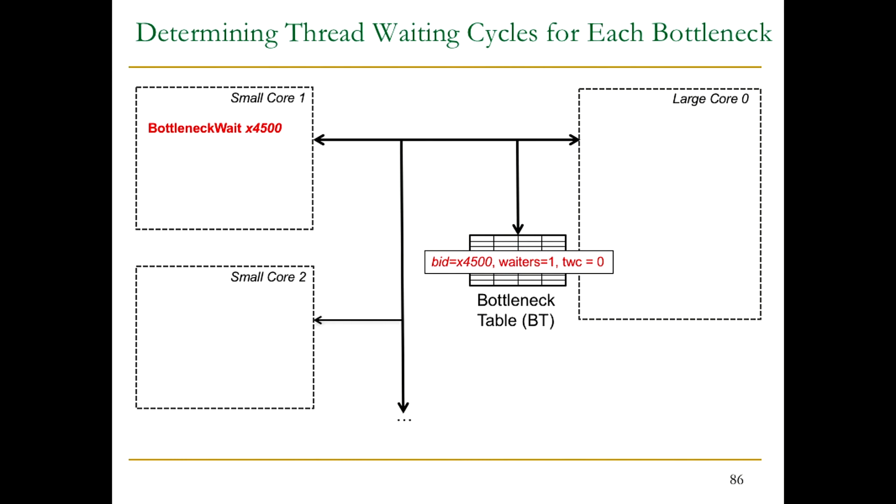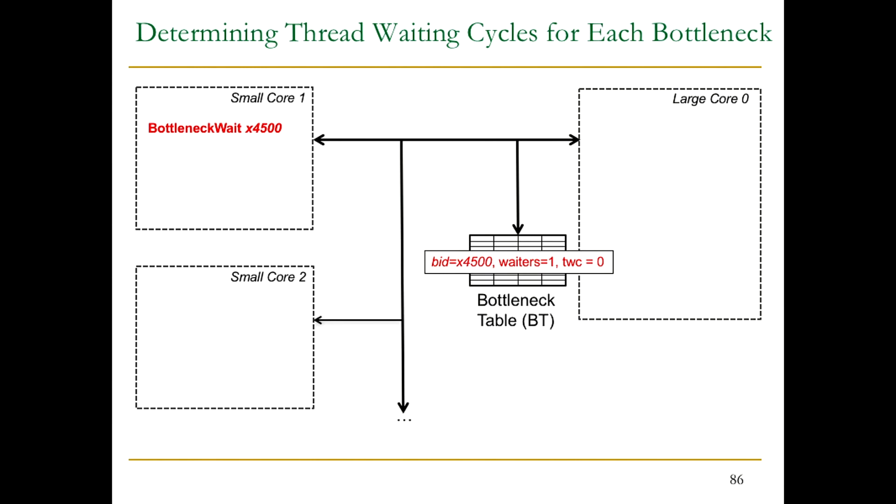So let's assume that a small core gets to a bottleneck wait instruction. It's waiting for someone else to get out of this particular bottleneck at 4500. It sends that to the bottleneck table. Bottleneck table records the bottleneck ID, and it increments the waiters, and it starts counting.